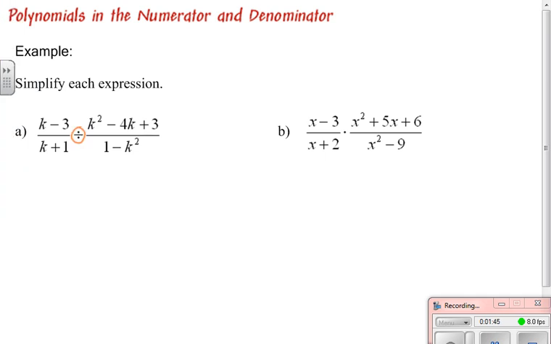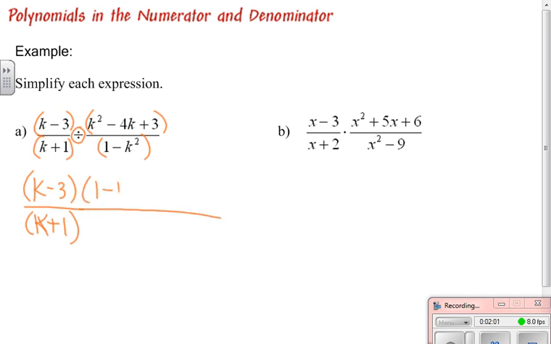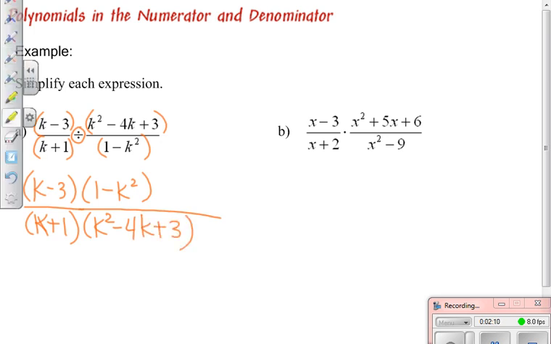So we are still dividing, so I'm going to go ahead and flip and then factor. Remember, these are all single numbers. So I have k minus 3 over k plus 1. Now I'm going to flip 1 minus k squared over k squared minus 4k plus 3. So again, numerator becomes denominator, denominator becomes numerator.